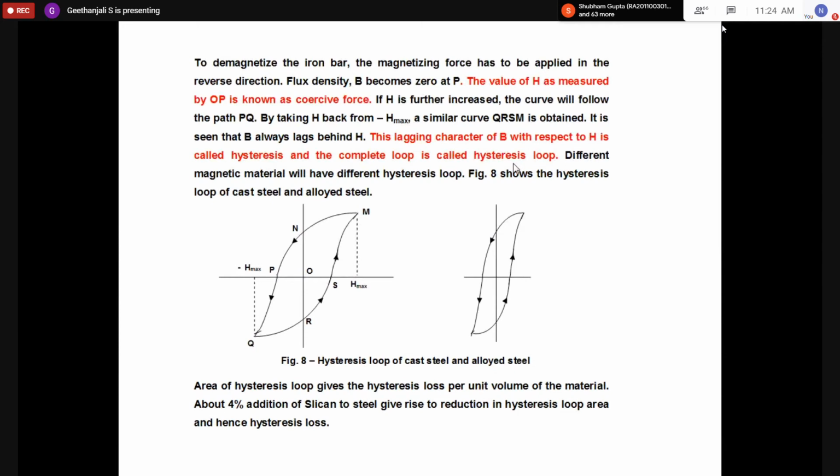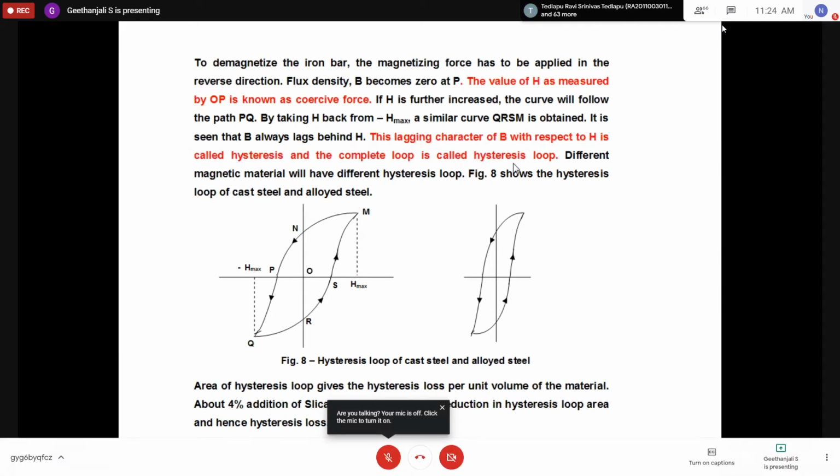Figure 8 is the hysteresis loop for cast steel. So for cast steel, the hysteresis loop area will be more. Then the second diagram is for alloyed steel, so the area is less. Area more means loss will be more. Area less means loss will be less.